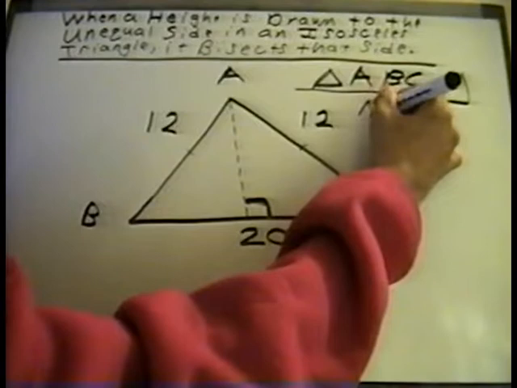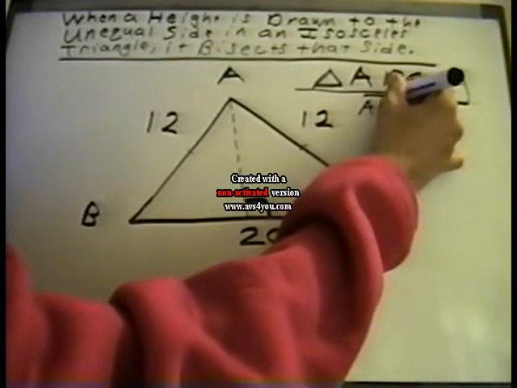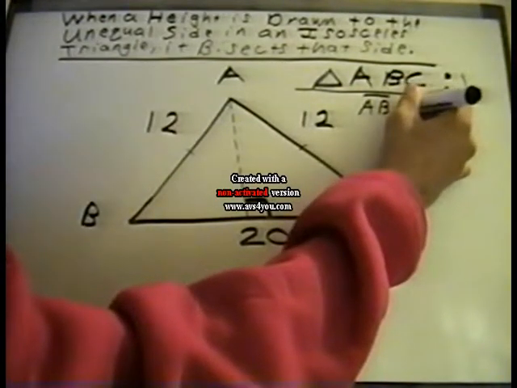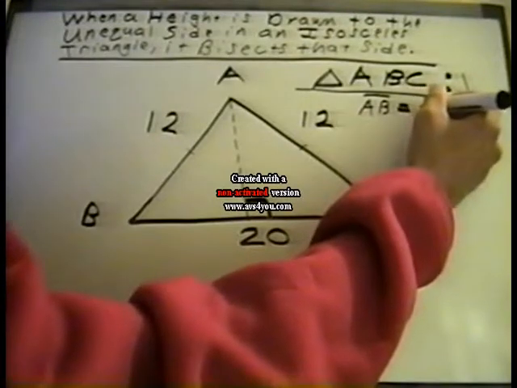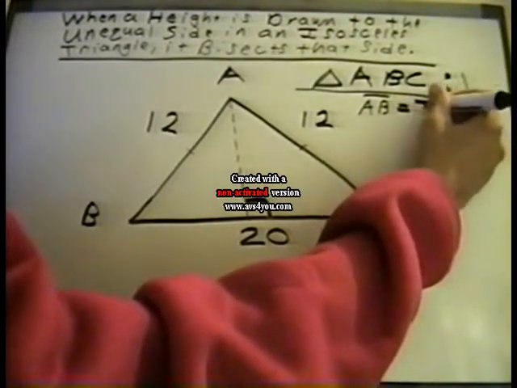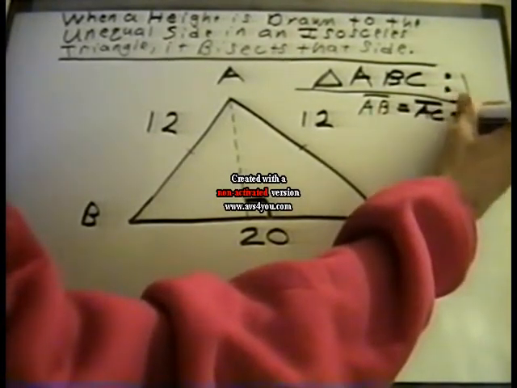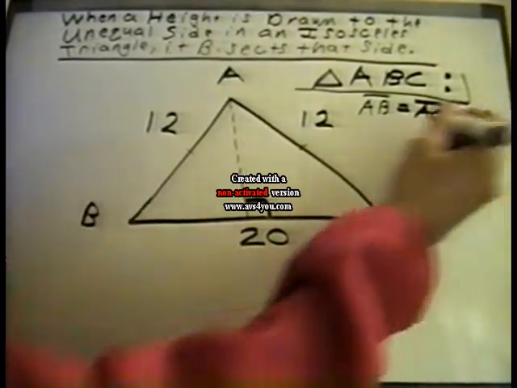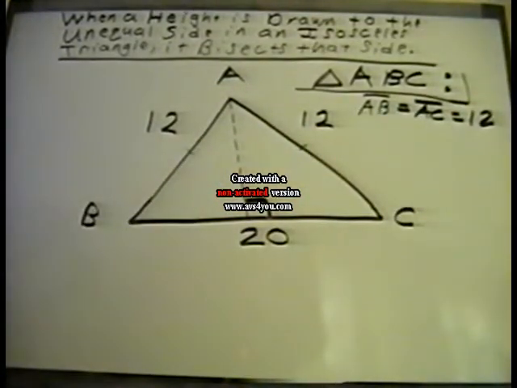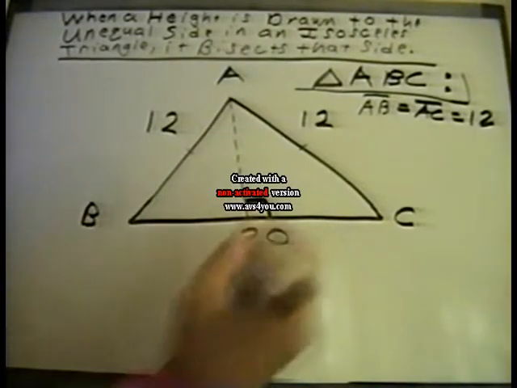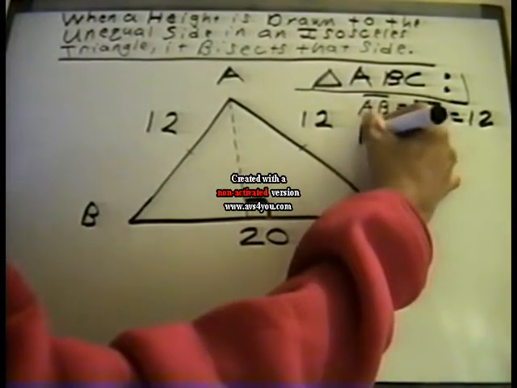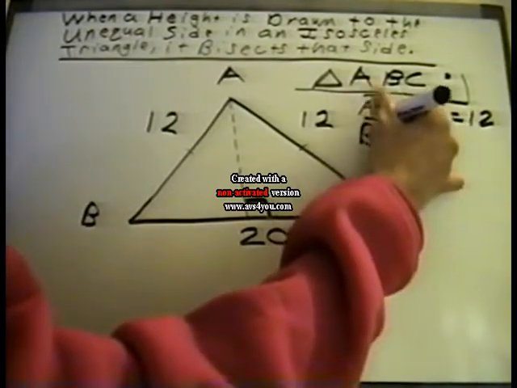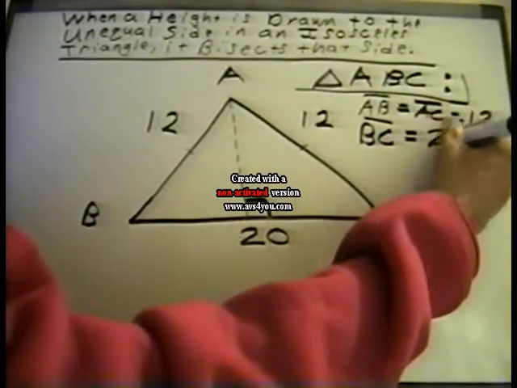Okay, so we know that line segment AB is equal to line segment AC, which are both 12. And line segment BC is equal to 20.